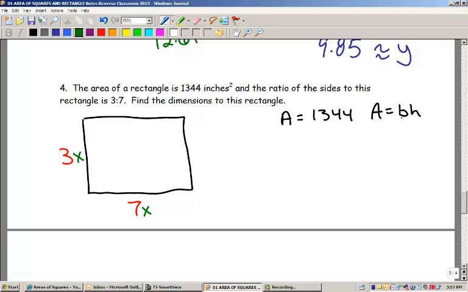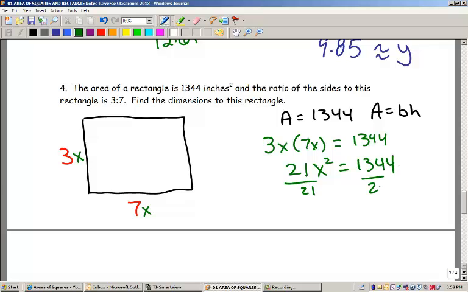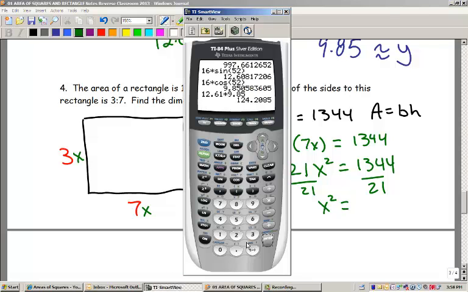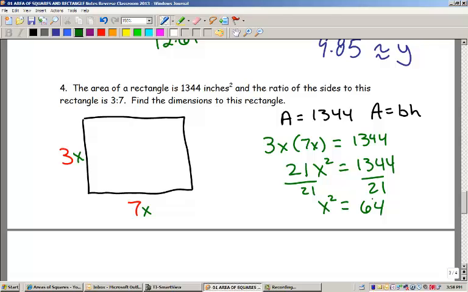So the area, which is base times height: if I take these two terms and multiply them together, 3x times 7x, that should equal the area, which is 1344. 3 times 7 is 21, and x times x is x squared, which is equal to 1344. Now I just have to divide both sides by 21, and I get x squared equals, calculator time, 1344 divided by 21, which is 64.